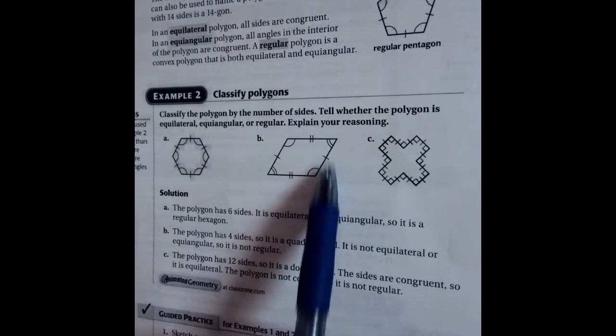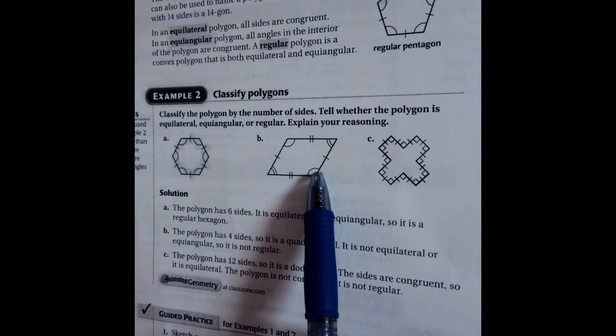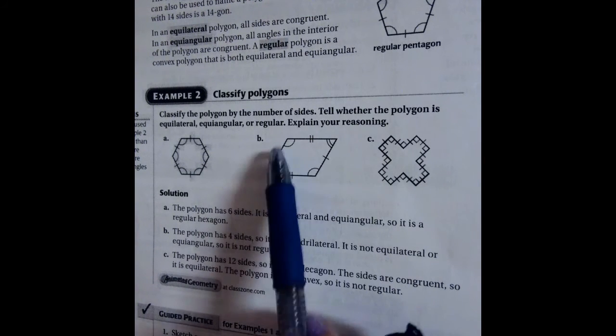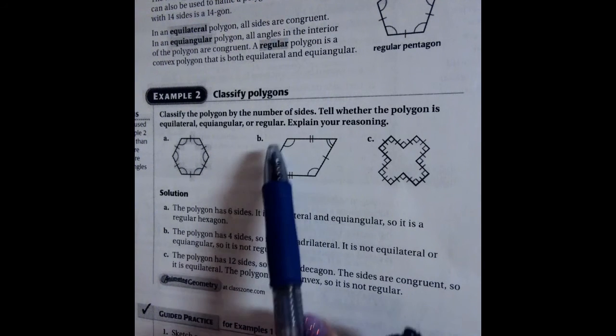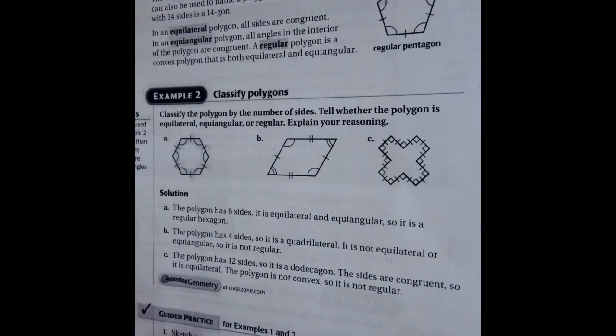This has got 4 sides, so we know it's a quadrilateral. It is not equilateral. These angles are the same, and these angles are the same, but all 4 of them are not the same. Same with the sides. The sides are not the same. So this is not a regular polygon.